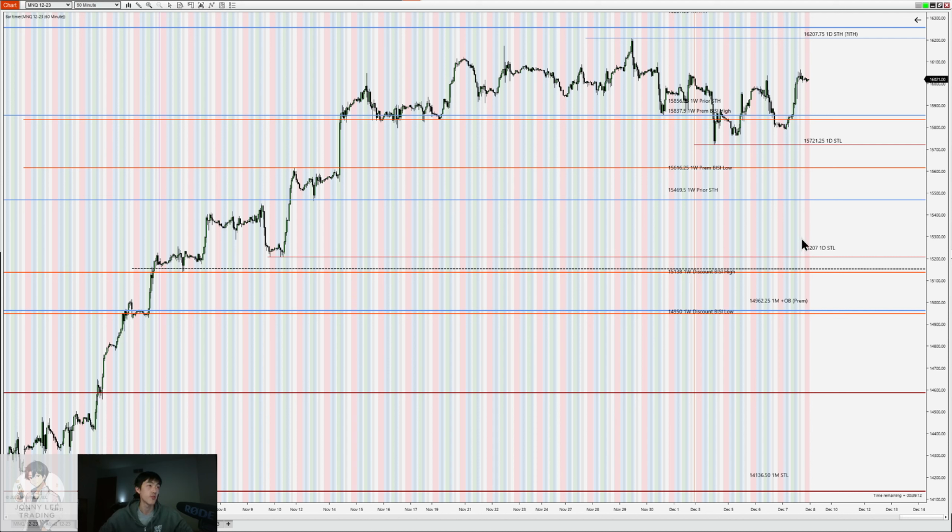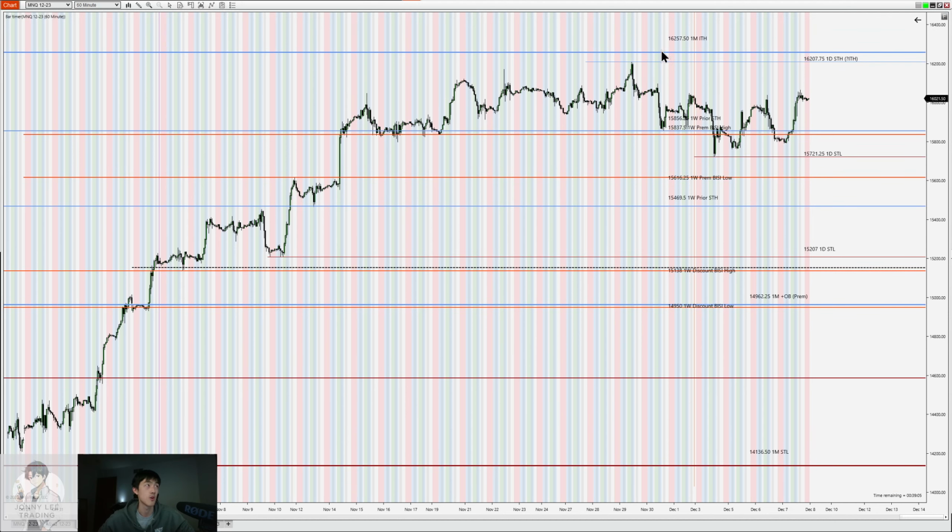So I would prefer seeing that, because there's a singular high up here, and I could treat that as, well, technically there's two relative equal highs up here. I could treat that as a potential run on stops, and then from there we can head lower.